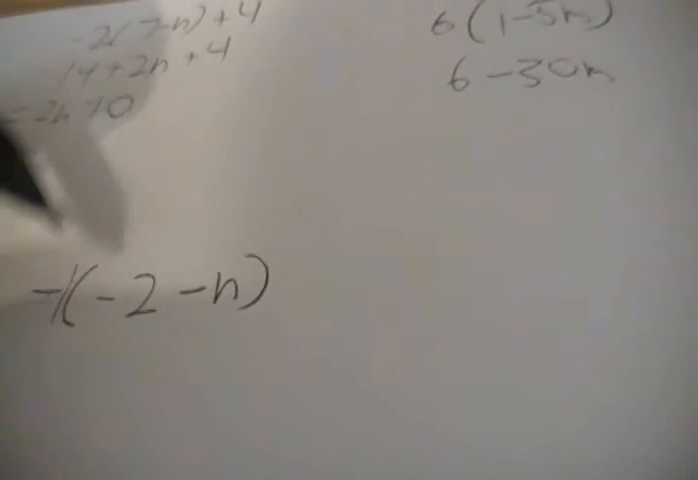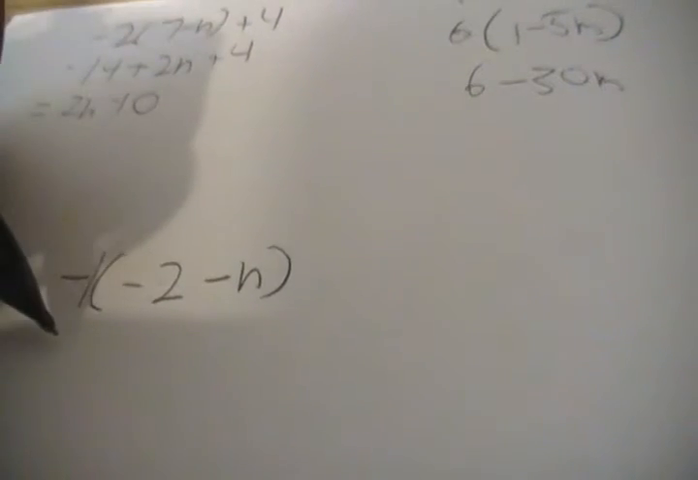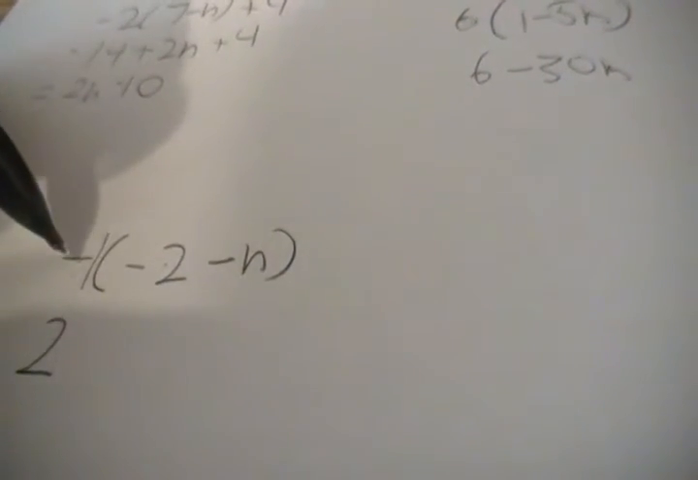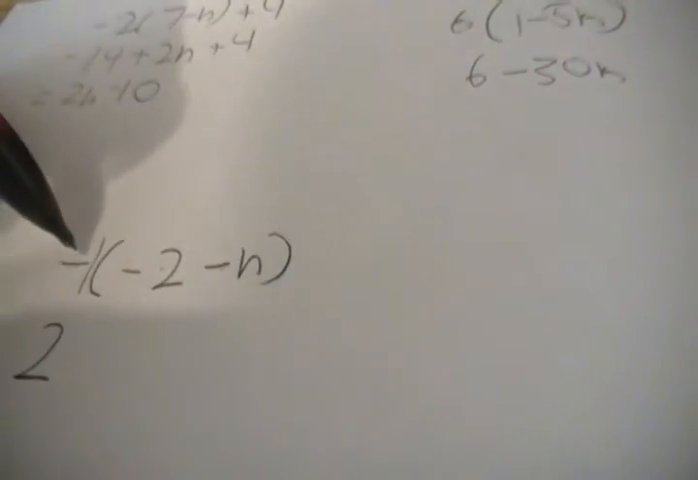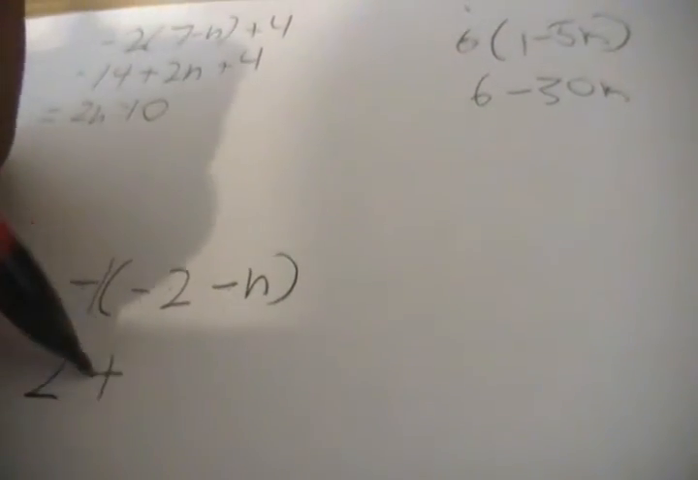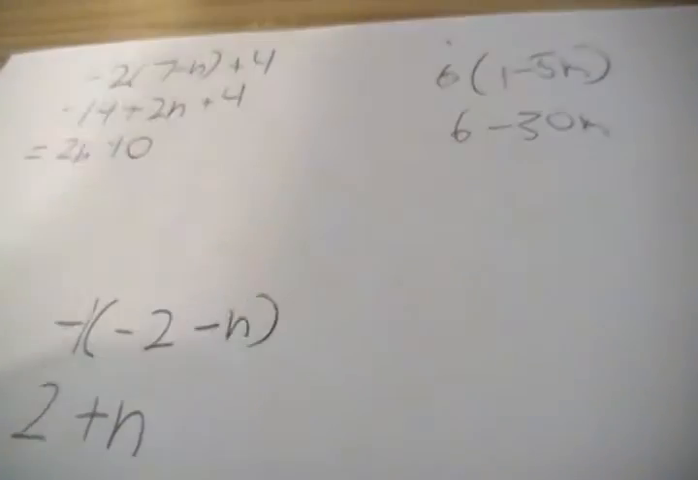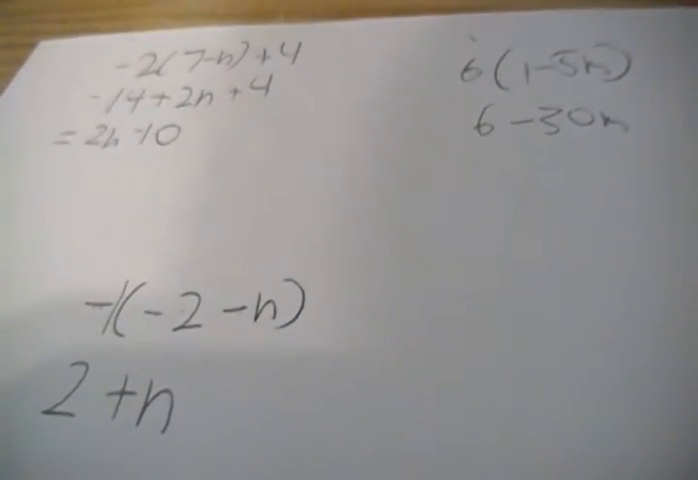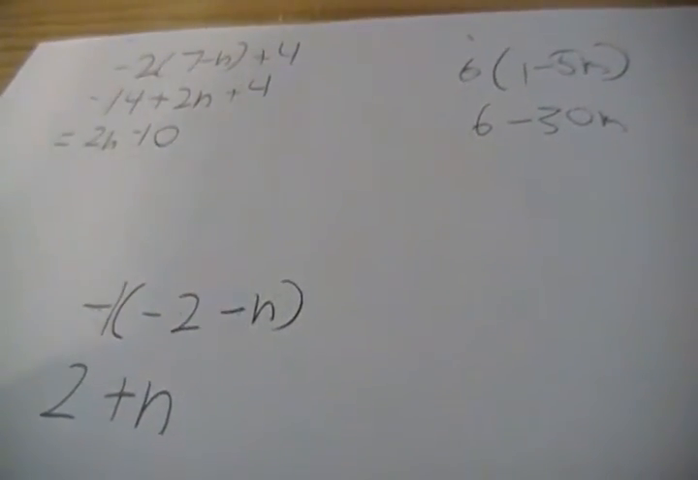It's the same thing. So again, you multiply the outside constant times the first term, and the outside constant times the second term. So negative 1 times negative 2 is 2. Negative 1 times negative n, yes, negative times negative n is plus n. So the final answer is going to be 2 plus n.